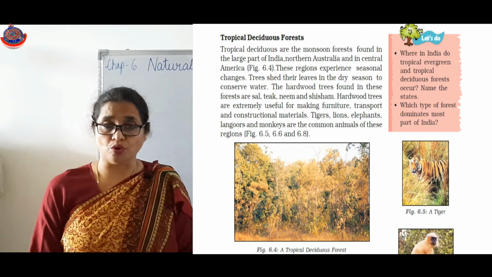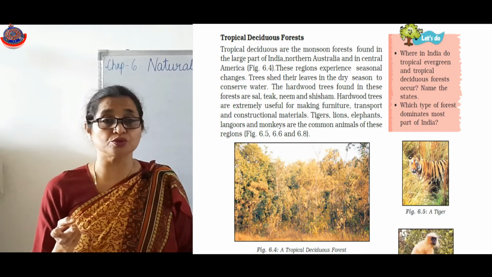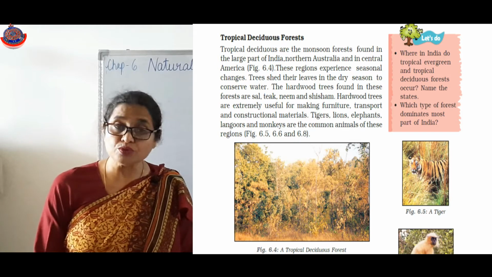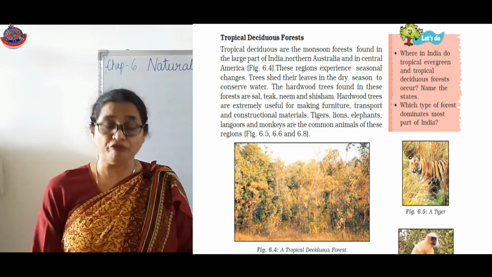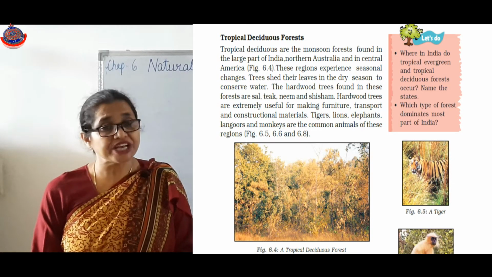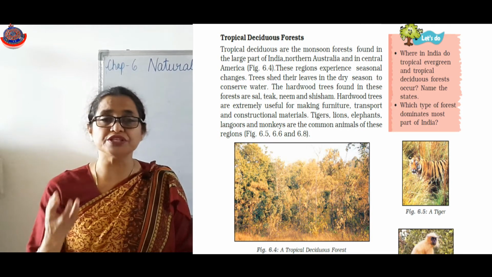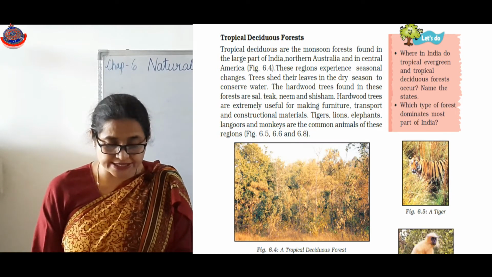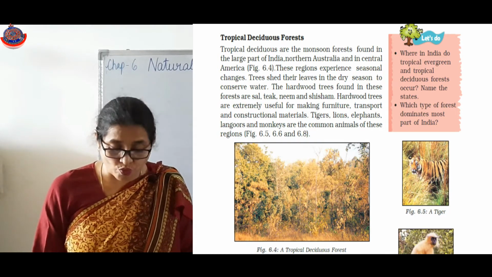The next category of the forest is tropical deciduous forests. They are also called, remember the second names also, the monsoon forests, found in large parts of India, northern Australia and in America. These regions experience seasonal changes. The trees shed their leaves, means the leaves of these trees are thrown off in the dry season to conserve water.